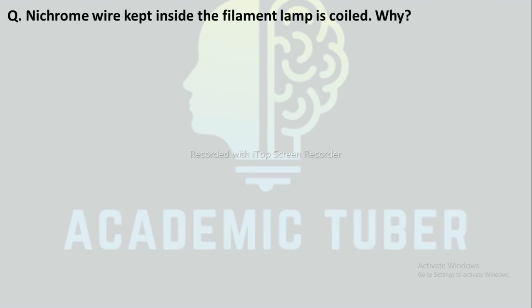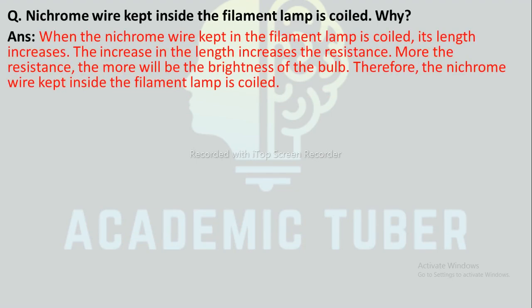Eight. Nichrome wire kept inside the filament lamp is coiled. Why? When the nichrome wire kept in the filament lamp is coiled, the length increases, and we know that an increase in length increases the resistance. The more the resistance, the more will be the brightness of the bulb. That is the reason nichrome wire kept inside the filament lamp is coiled.